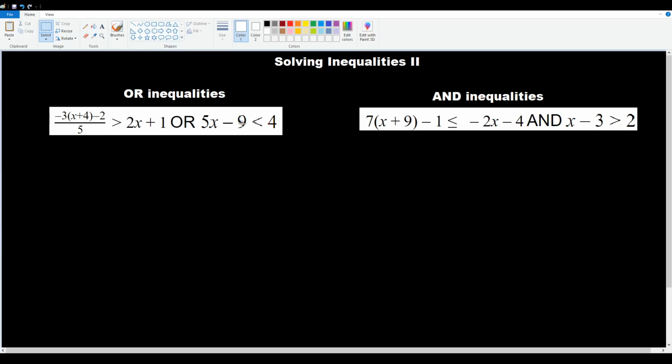So with all compound inequalities, you start by solving both conditions. So let's start that here. Let me just write it out here as I say it. Negative 3 x plus 4 minus 2 over 5 is greater than 2x. So the first step to solving this is multiplying both sides by 5 to get rid of the 5 in the denominator here, so that we're dealing with no fractions.